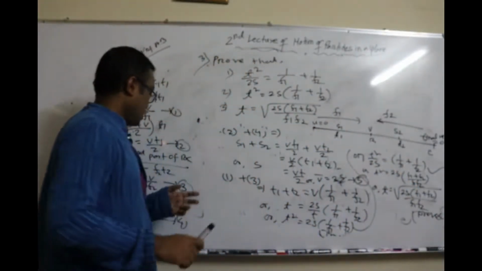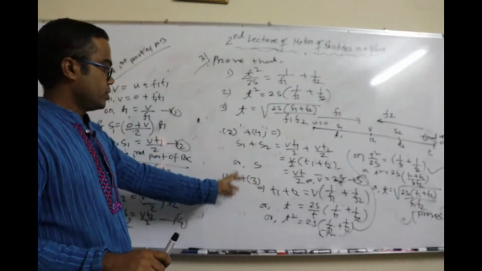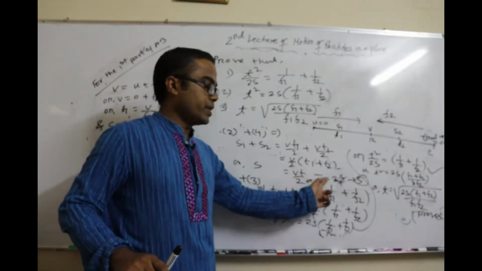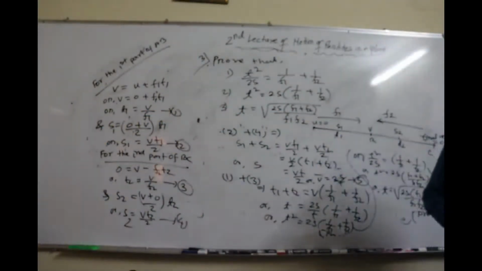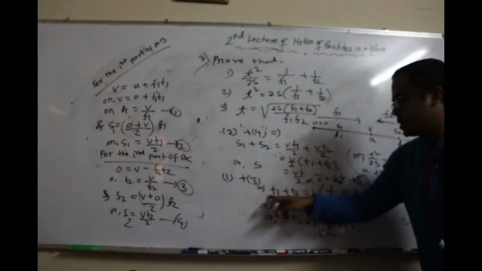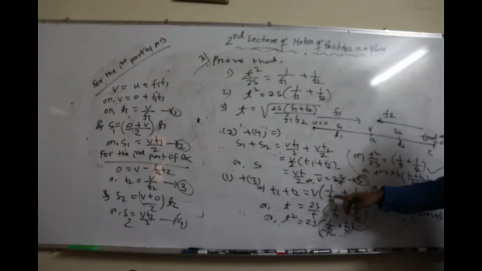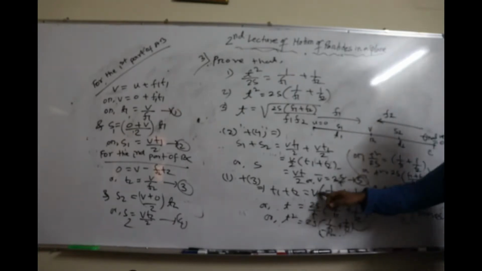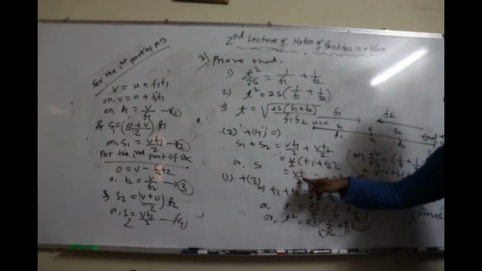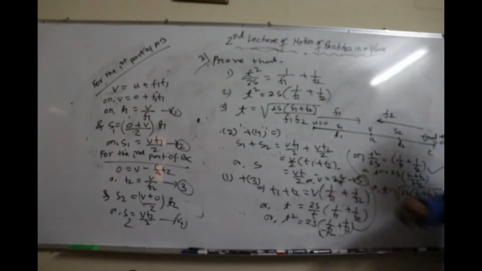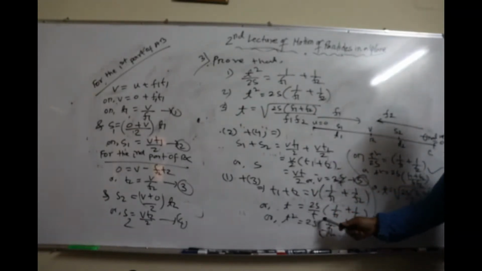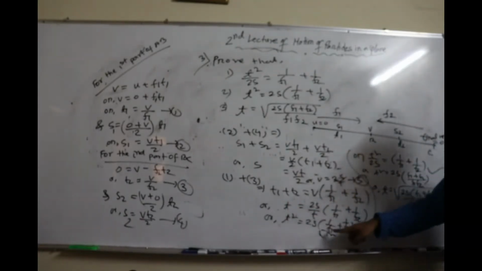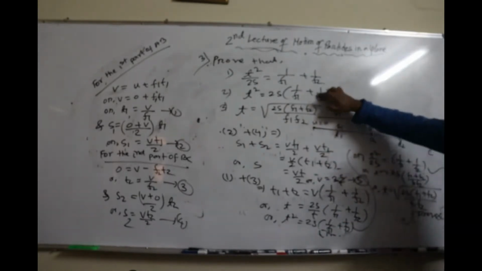Here total distance S1 plus S2, after adding 2 and 4, you will get S equals V T by 2, or V equals 2S by T. Now T1 plus T2 equals V times 1 by F1 plus 1 by F2, taking V as common. T1 plus T2 means total time T. If S equals V T by 2, then V equals 2S by T. Putting this value here, 2S by T times 1 by F1 plus 1 by F2. T into T becomes T square equals 2S times 1 by F1 plus 1 by F2. This proves number two.